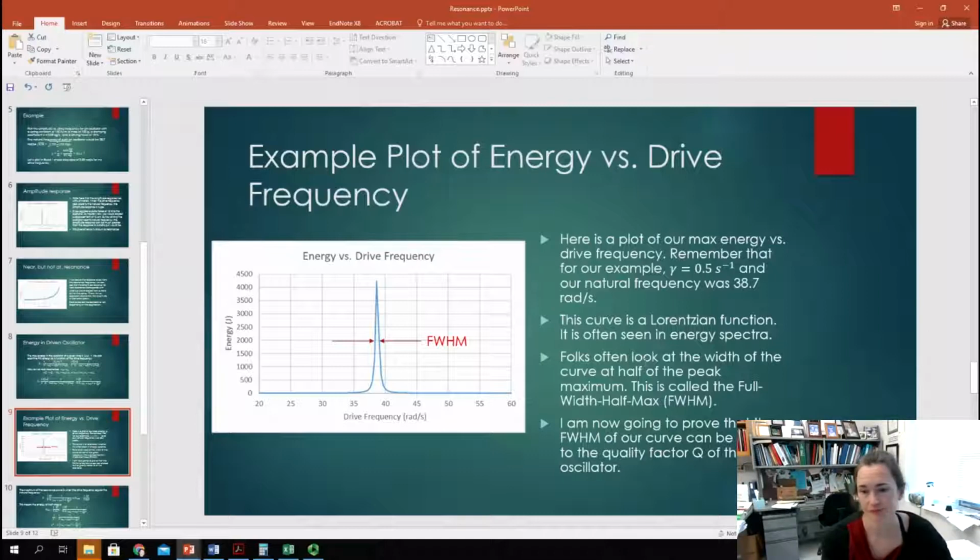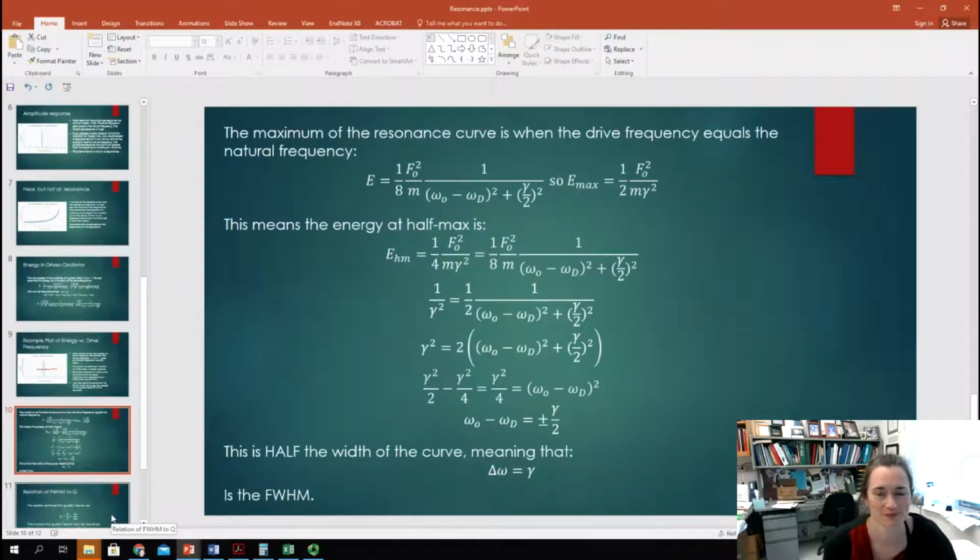Alright, so I'm now going to prove that for our curve right here, the full width half max can be related to the quality factor Q of the oscillator that we defined in a previous lecture. So here we go. First of all, we have to find what the maximum of the energy resonance curve is. Then we can take half of that, and then we can find what the width is at half max. So that's the procedure.